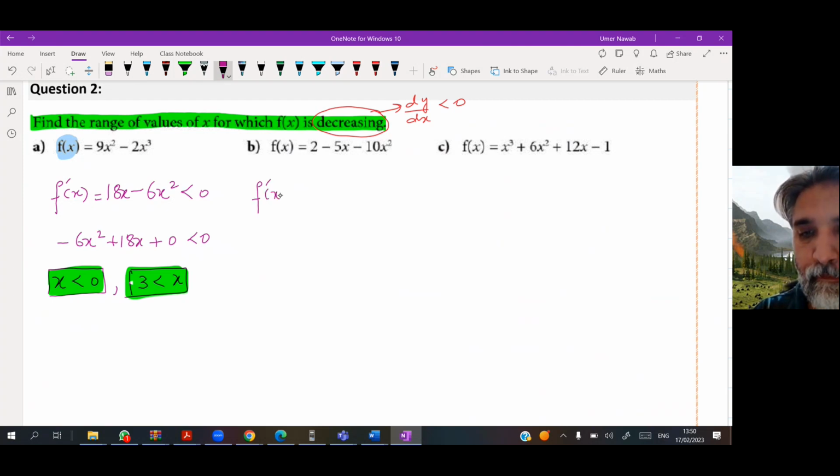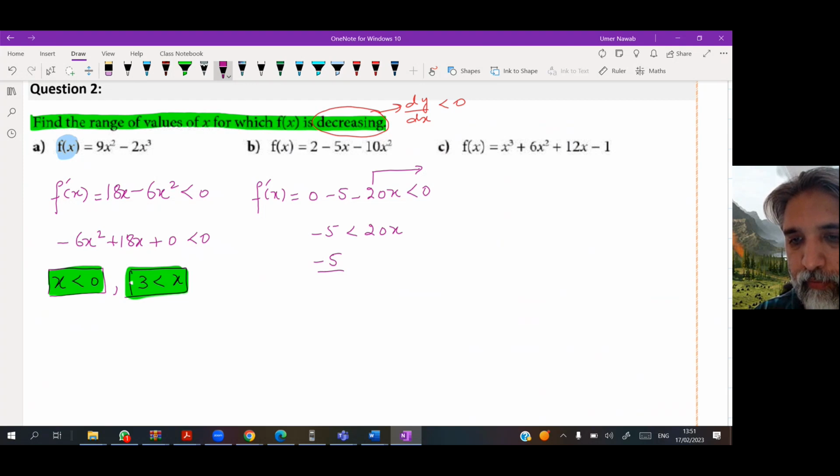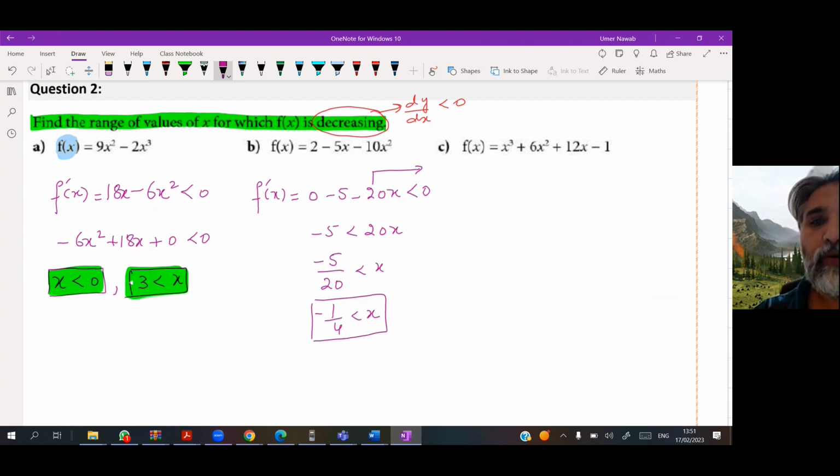F prime is minus 5 minus 20x. Put it less than 0 because I'm looking for decreasing functions. Minus 5. Send the minus 20x to the right. So 20x is greater than minus 5, so x is greater than minus 1 over 4. So if your x is bigger than minus 1 over 4, your function will be decreasing.